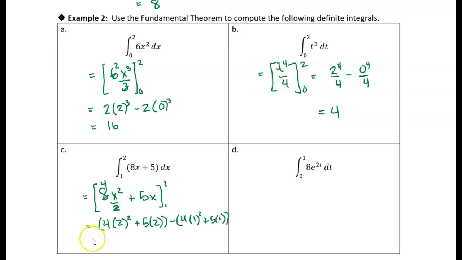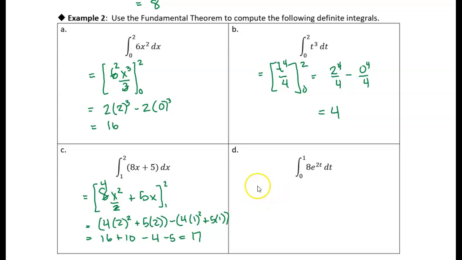Okay. All right, so what is that? So we have 2 squared is 4, times 4 is 16. And then plus 10. And then minus all of this. So that's going to be a minus 4 minus 5. So that looks like it's going to come out to be 17. So my answer is 17 for that one.